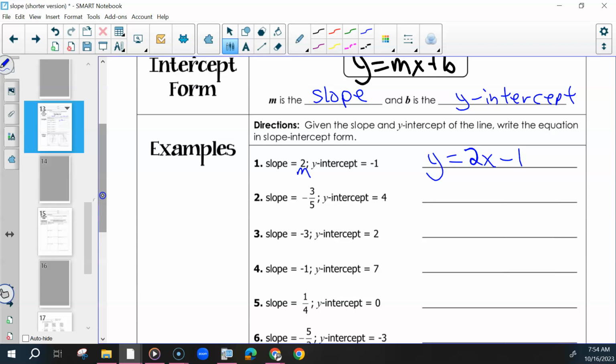So then how would we write number 2? Y equals -3/5 x plus 4. If we don't have x, this is not in the right format. Wait, so do you have to write the plus? Yes. We have to say what we're doing before we just put 4 there.